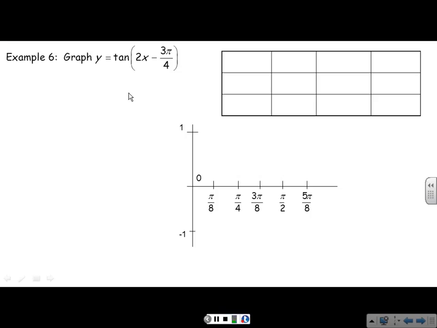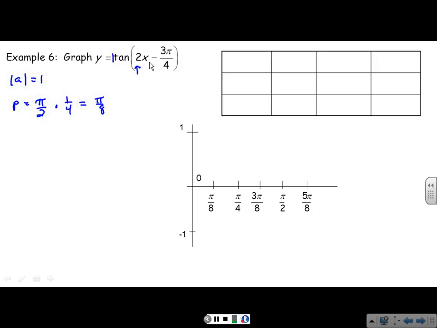Alright, so let's look at this one. We have tangent of 2x minus 3 pi over 4. On this one, we have an amplitude of 1, because there is a 1 here. And then our period, again, remember, natural period for tangent is pi, but then we divide by b, which in our case is 2, so we have pi over 2. And then we multiply it by a fourth, and we get pi over 8. And that's what we're going to add each time for our increments.